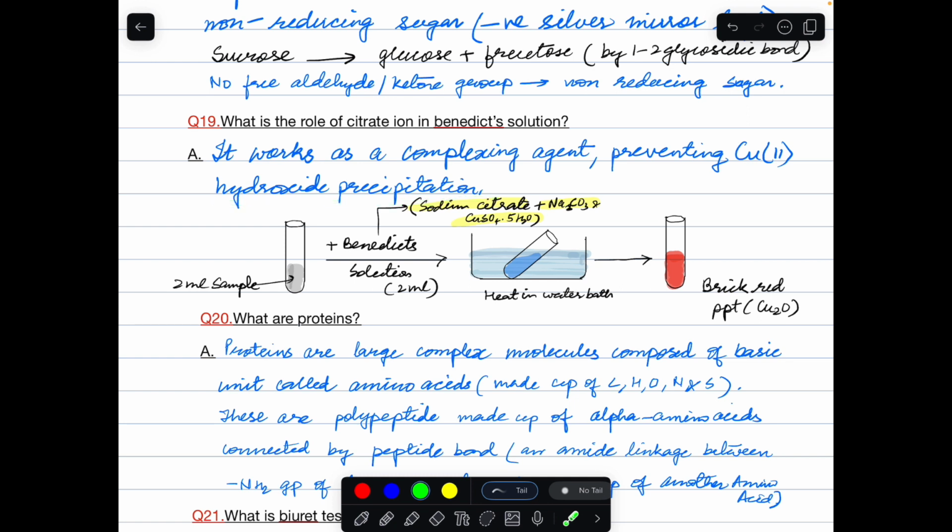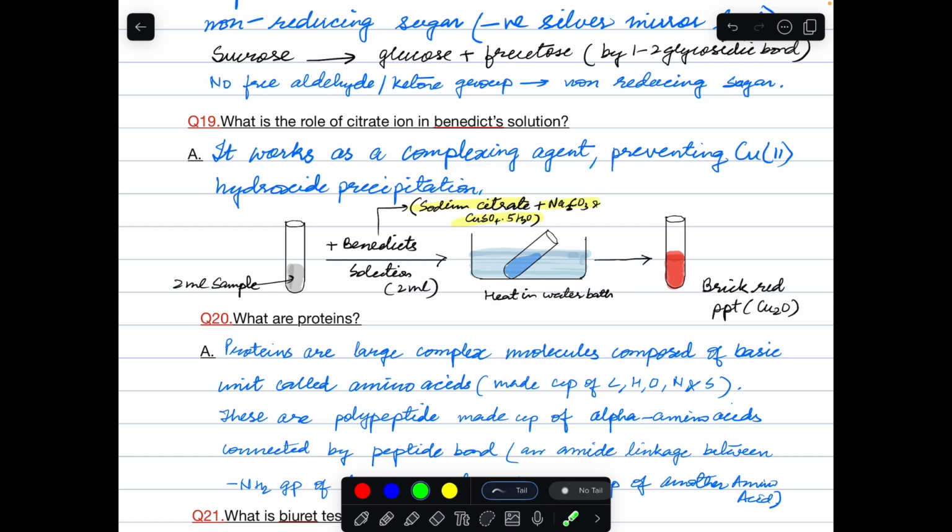Why? The copper(II) hydroxide will be prepared by the hydrolysis of copper sulfate. So this is the role of your citrate ion as a complexing agent.